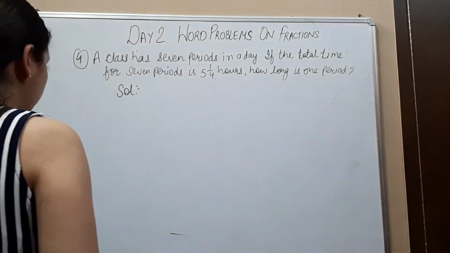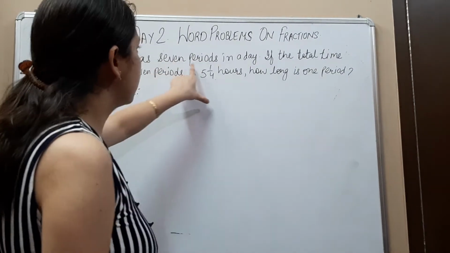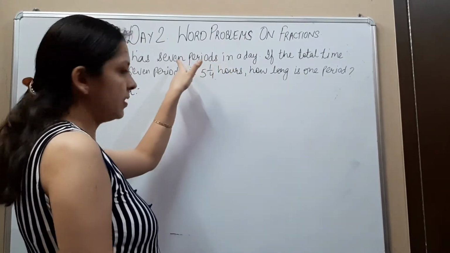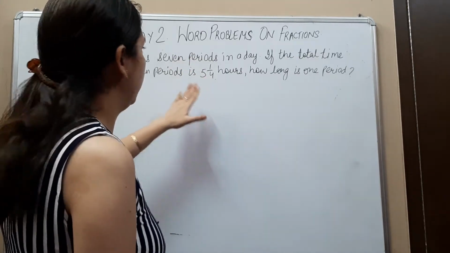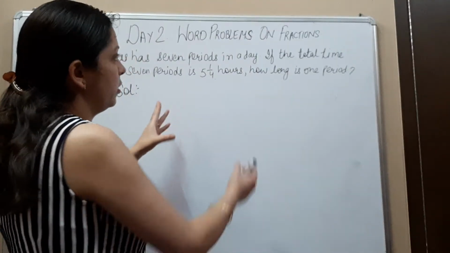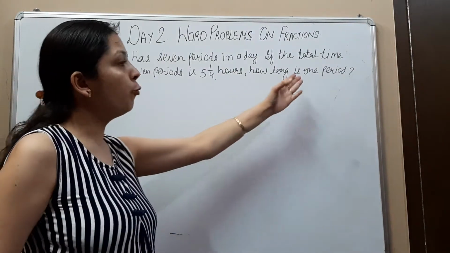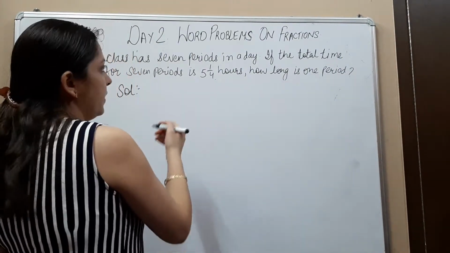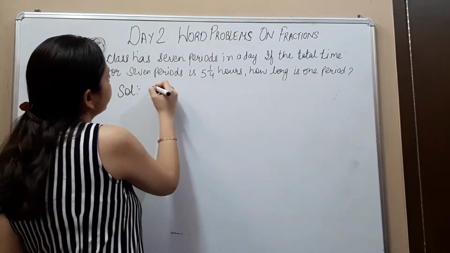So in this question, we have given a class has total periods in a day is 7. 7 periods in a day. And total time for 7 periods is this. We have to find how long is one period. So we will divide it because we have to find the value of one period. So let's see how we will do this.